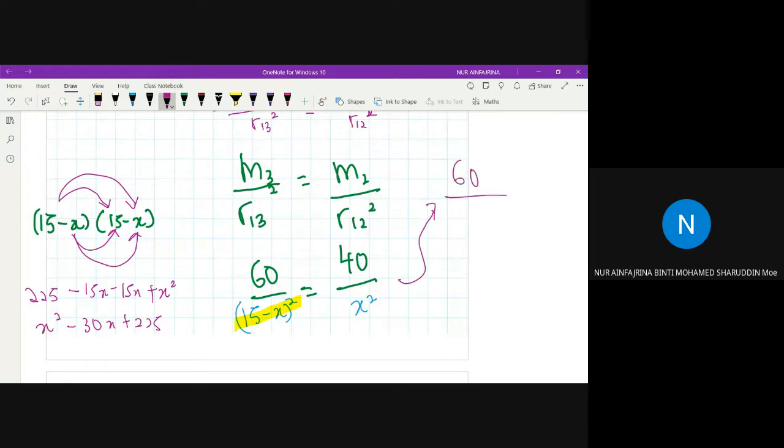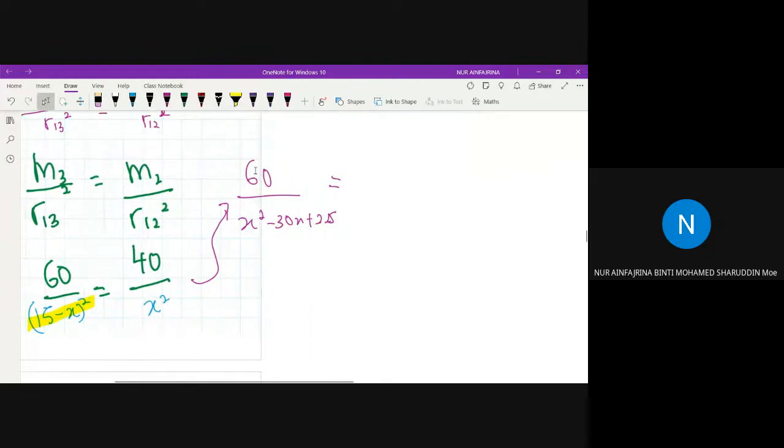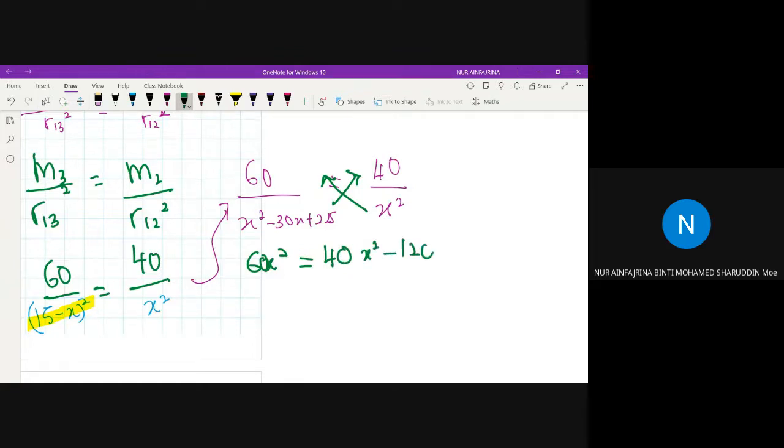So 60 over x squared minus 30x plus 225 equals to 40 minus x squared. And remember, kita nak cari x. Okay, kita nak cari x. So now from here, awak akan buat cross multiplication. So from cross multiplication ni, awak akan dapat 60x squared equals to 40x squared minus 1200x plus 9,000. Okay. So ini korang buatlah.